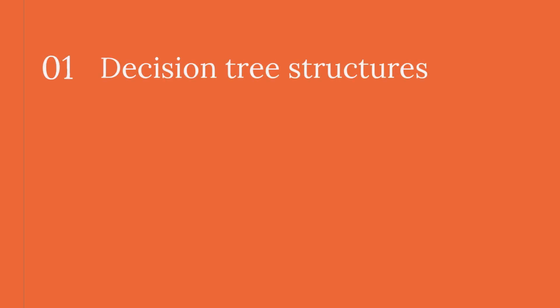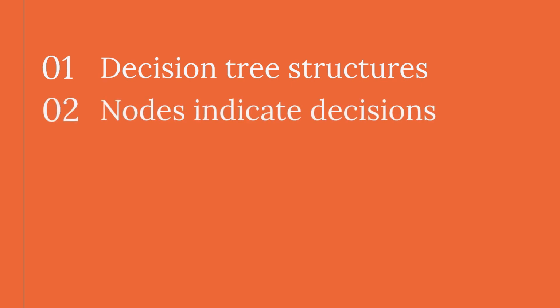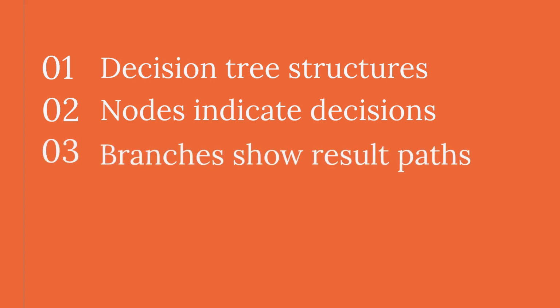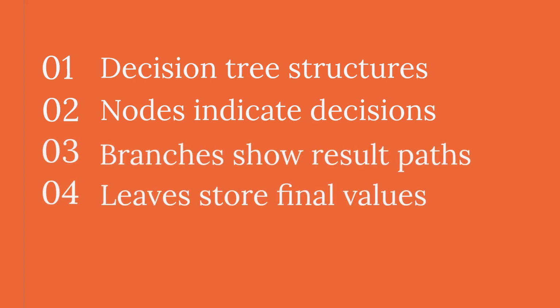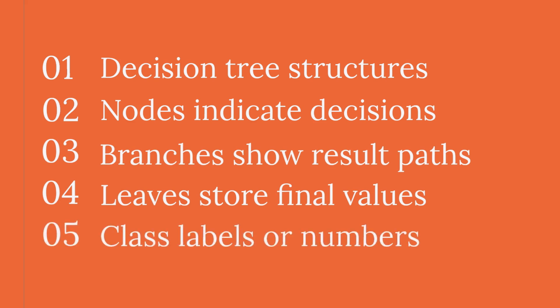Classification and regression trees are explained through the structure of decision trees. Nodes represent decision points based on features. Branches show possible outcomes of decisions. Leaves hold final predictions, either class labels for classification or continuous values for regression.